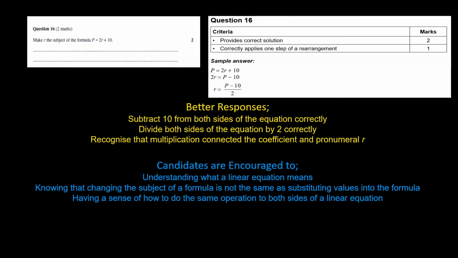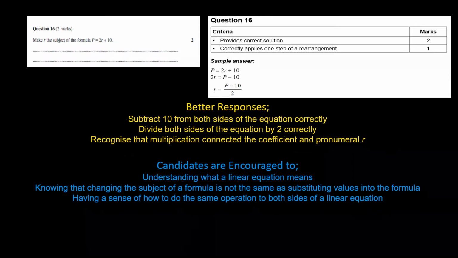Question 16 of the Standard 1 paper was an algebra question, rearranging the subject. Disappointingly, I think a lot of kids found this hard. In conversation with the chief examiner, he thought it was going to be much more straightforward for the candidates than what it was. In better responses, students knew to subtract 10 from both sides of the equation correctly.